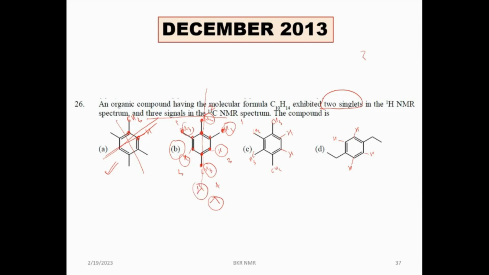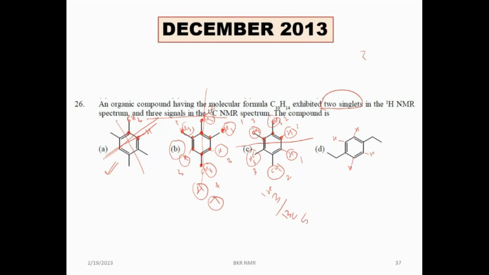What about this molecule, C? In C, how many signals? You cut the molecule like this. For proton, you have 1, 2, 3, so you have 3 proton signals. And how many carbon? 5. Very good. So 1, 2, 3, 4, 5: 5 carbon signals.